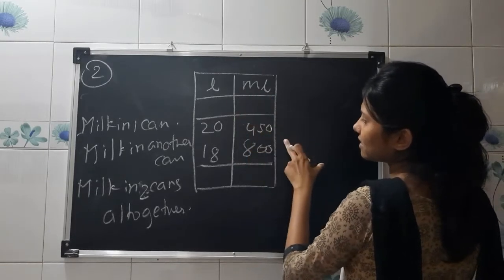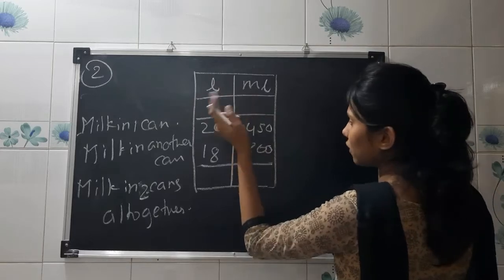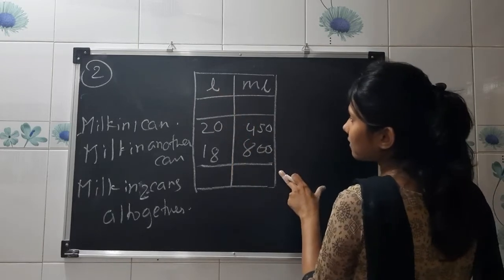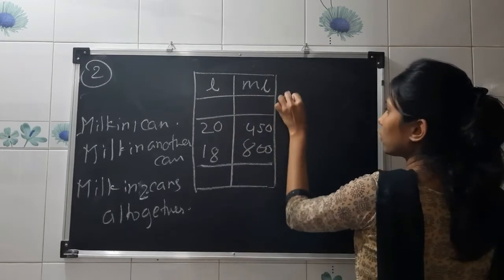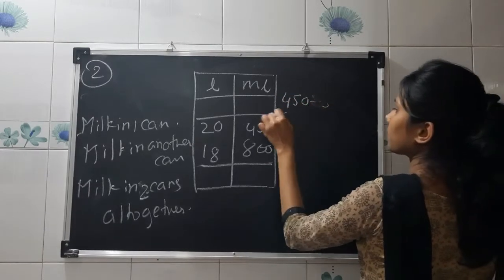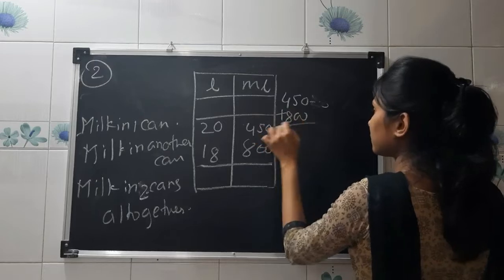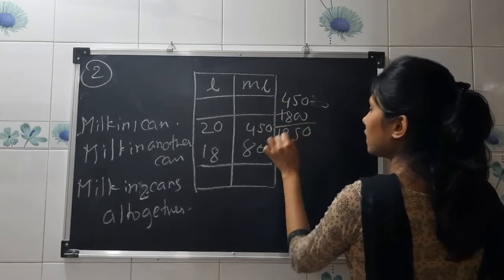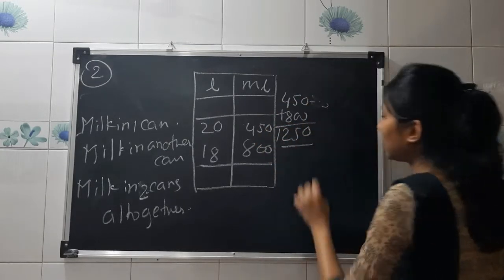ml, milliliter is the smaller unit, liter is the bigger unit. So first we will add this. So 450 plus 800, 1250 ml.